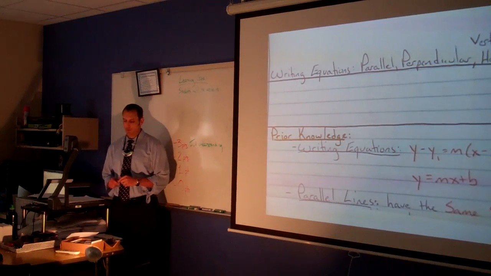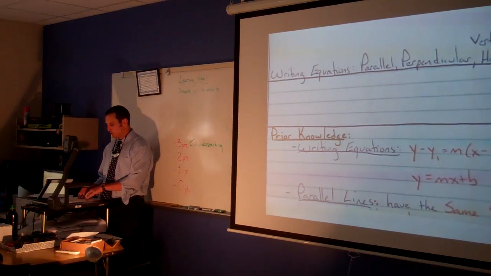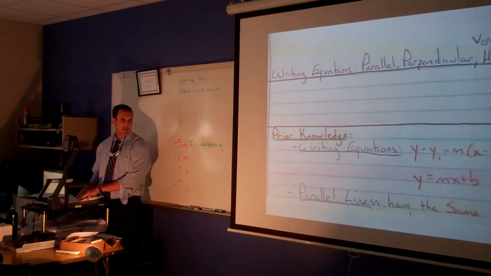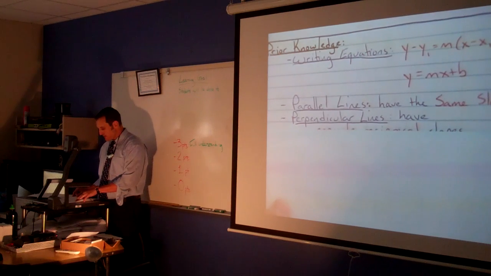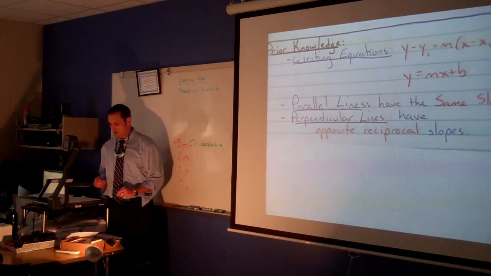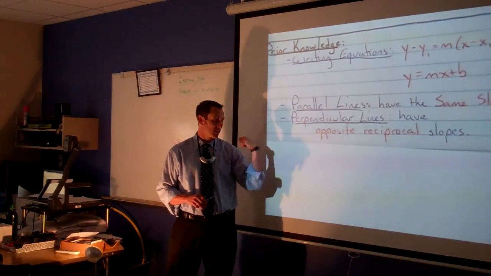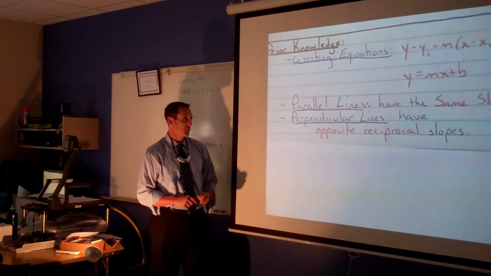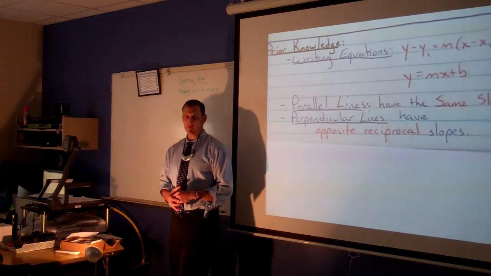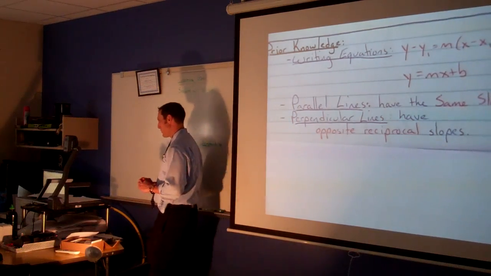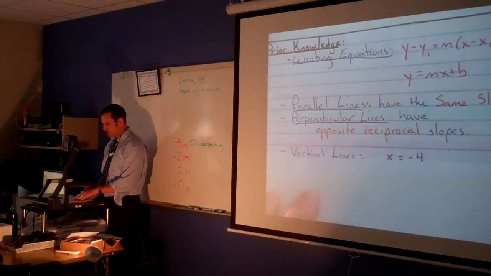We need to remember from prior knowledge that parallel lines are lines that have the same slope. We also need to remember that perpendicular lines have slopes that are opposite reciprocals. Opposite meaning the signs are different, positive to negative or negative to positive. Reciprocal meaning we flip it and change the sign. Also remembering that vertical is perpendicular to horizontal. So remember that perpendicular lines have opposite reciprocal slopes.